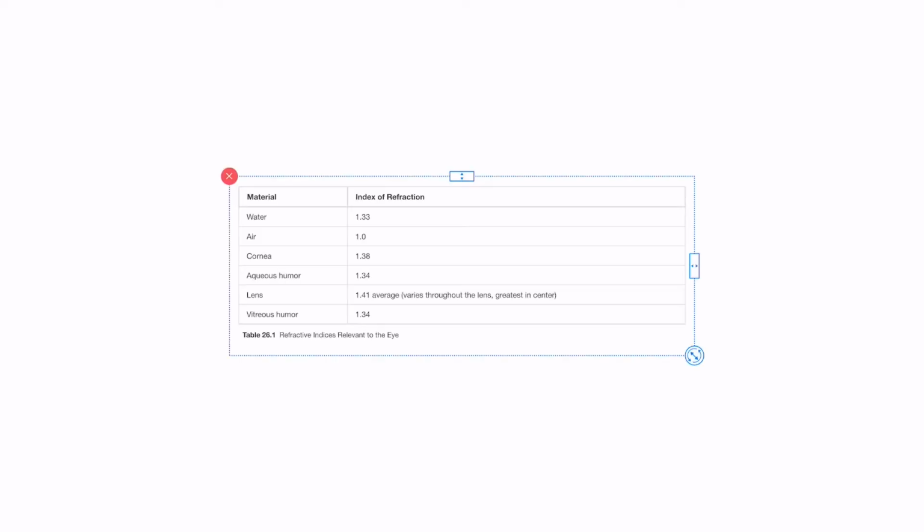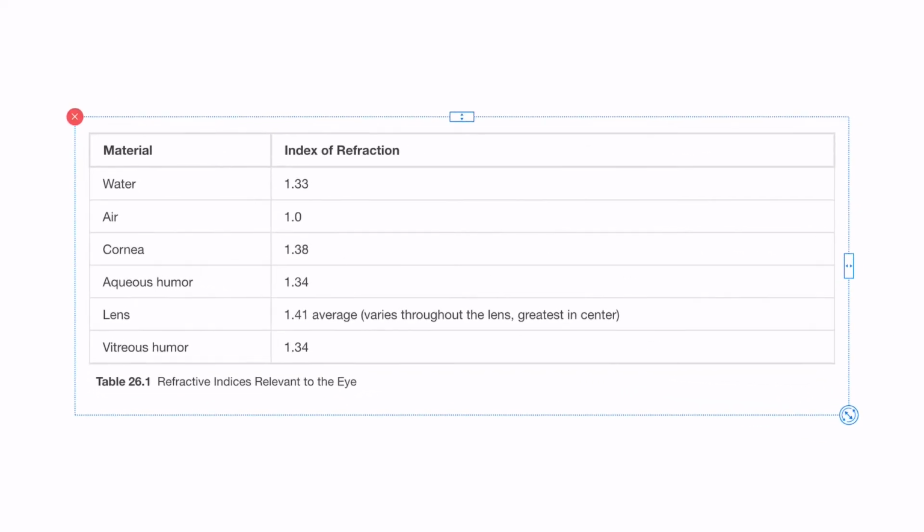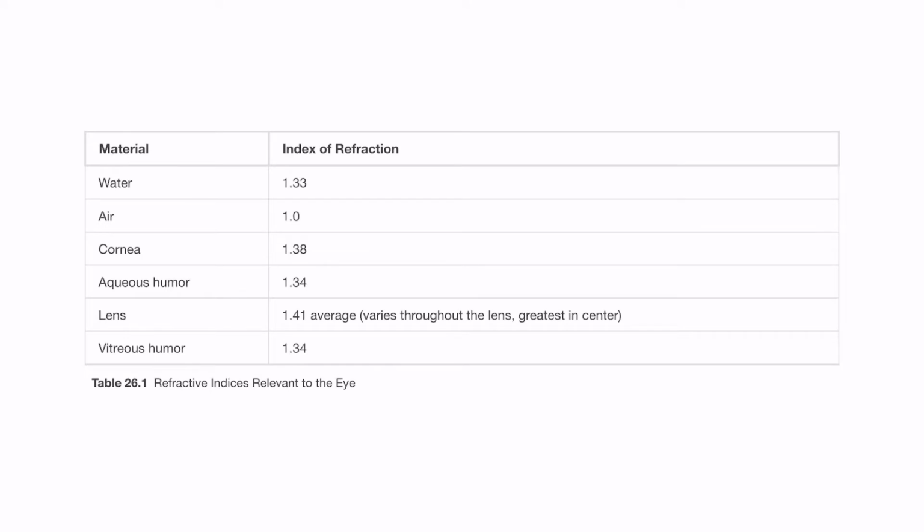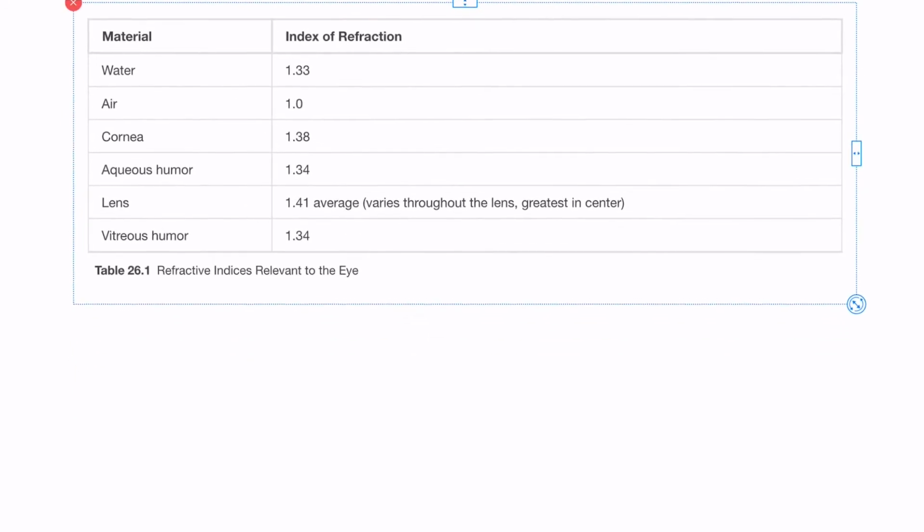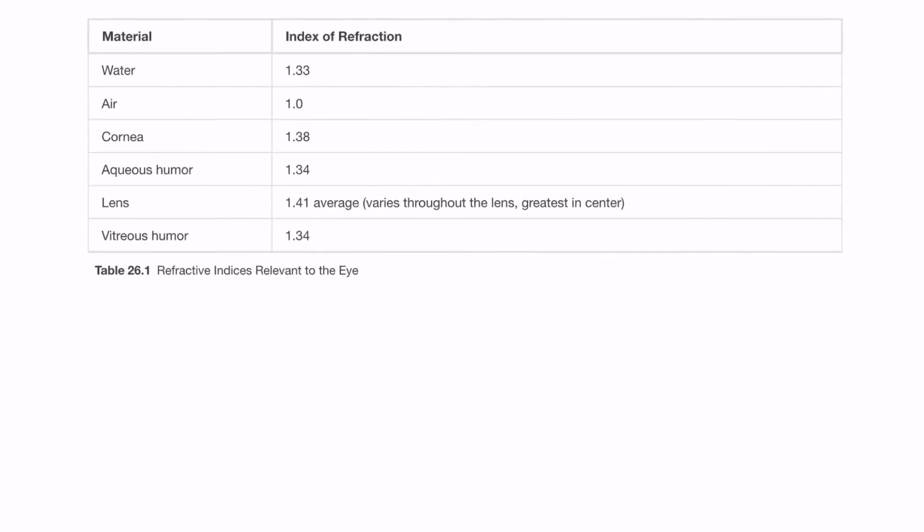Right, now let's talk about the properties of your eye. This is a table that explains the index of refraction of each of the parts of your eye. Water generally has a refractive index of 1.33. The value for the cornea and aqueous humor is nearly similar to that because most of it is water. The lens has the highest value and it generally varies throughout the lens, being greatest at the center of the lens. Even the vitreous humor is similar to that of water because it's majorly made up of water.